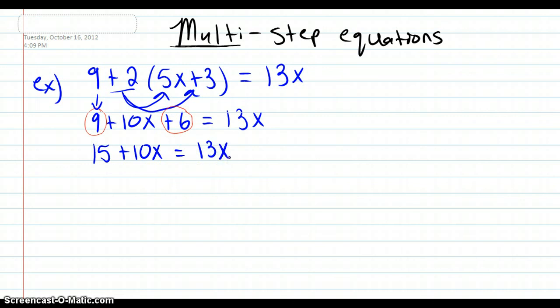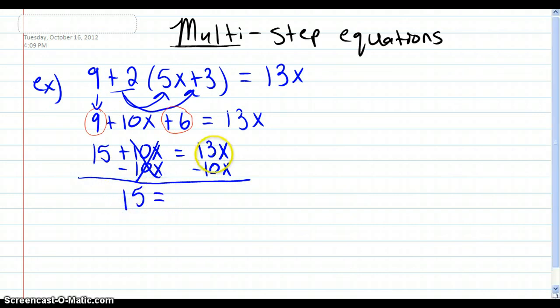Now remember, the whole point of this is to get x by itself. And if you look over here on the right side of the equal sign, we have a 13x all by itself, which is fantastic. Now we can move this 10x. What type of 10 is this? It's a positive 10. How do we move a positive 10? We do the opposite of positive, which is a minus 10. So minus 10x, minus 10x. 10x minus 10x is 0. Went away. So here we have 15 equals 13x minus 10x.